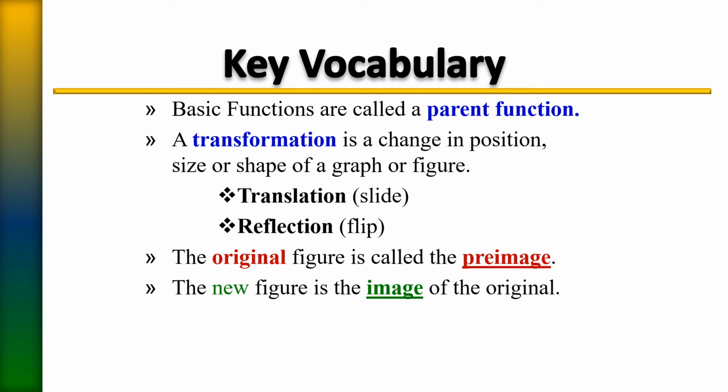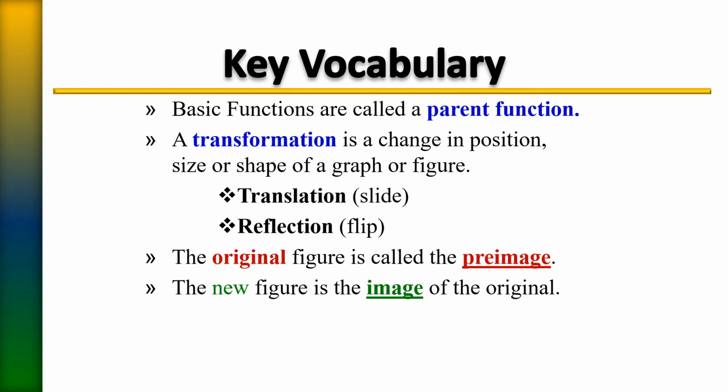An example of a transformation would be a translation, meaning a slide. Now that can be a slide to the left or slide to the right. It can be a slide up or a slide down. Another transformation is a reflection. A reflection is nothing more than a flip.